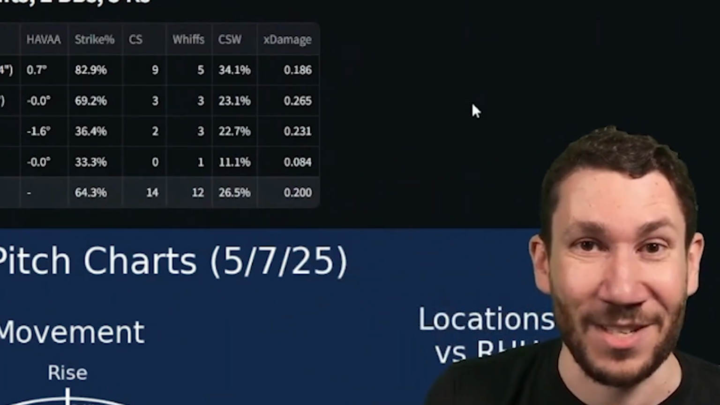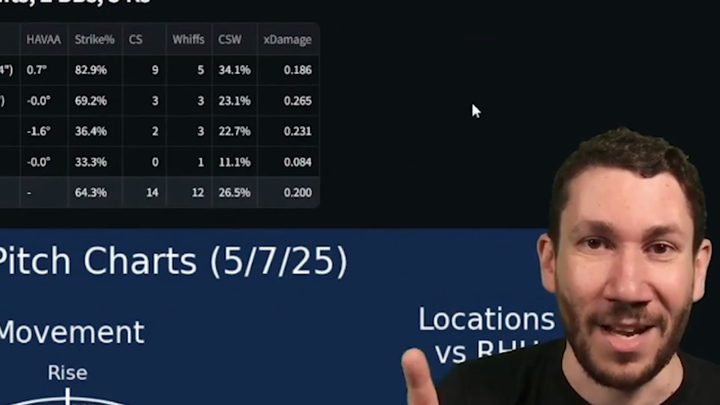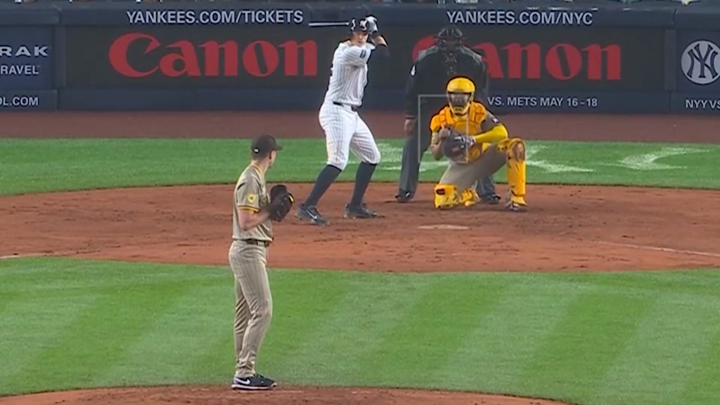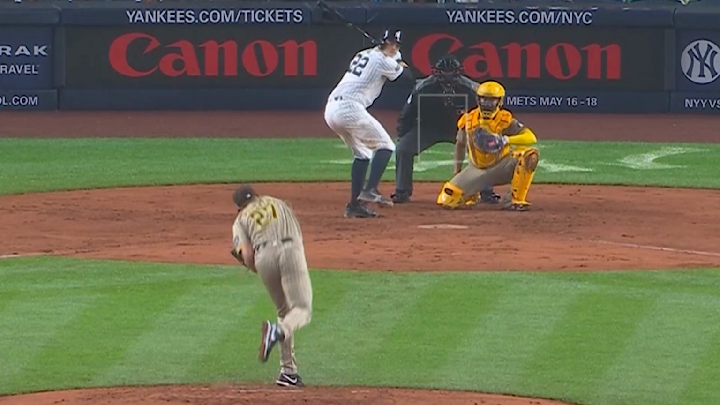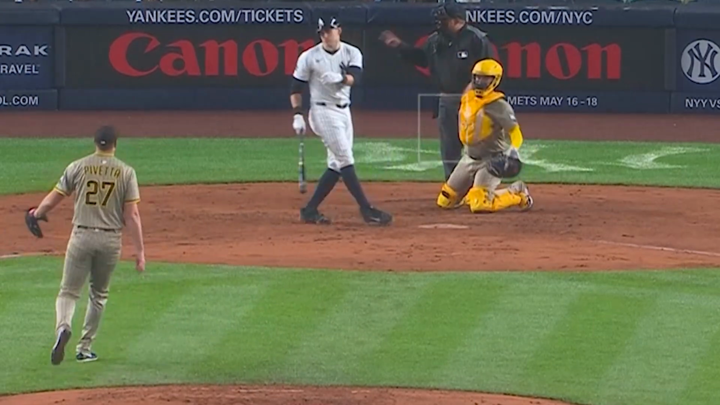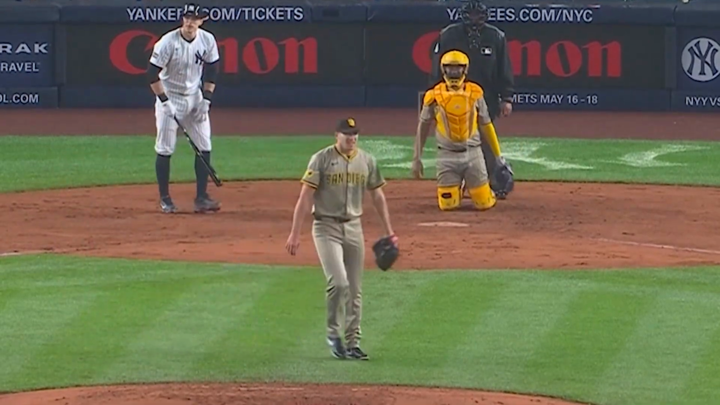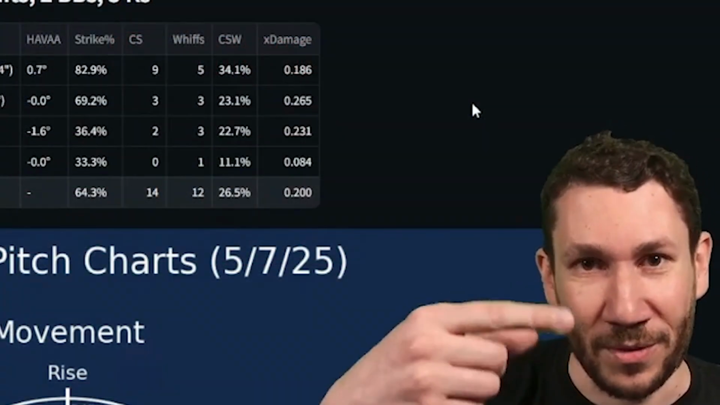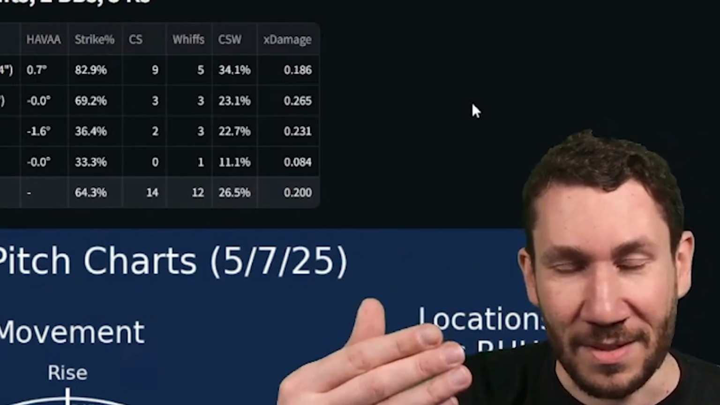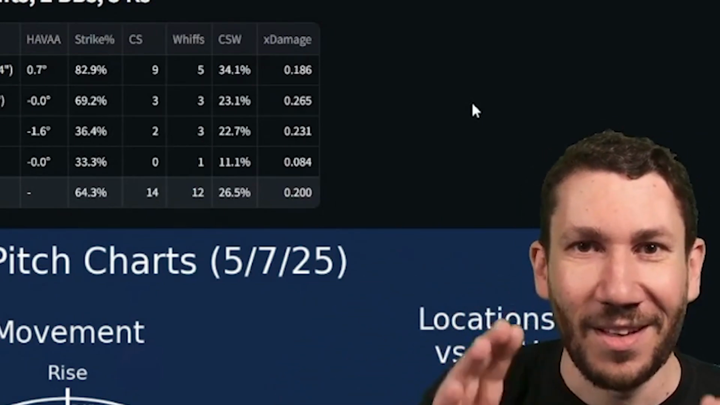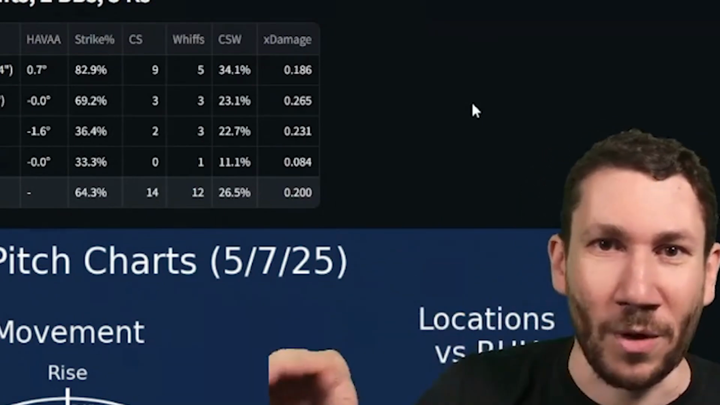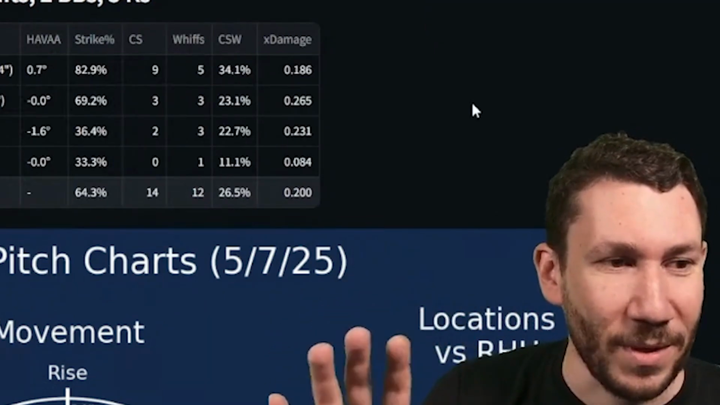That's the same exact term as active spin. That's synonymous. So Nick Pivetta throwing over the top like this has a ton of active spin or spin efficiency, and that means that he's able to generate more vert, right? IVB, induced vertical break, those are all synonymous, same terms, okay?